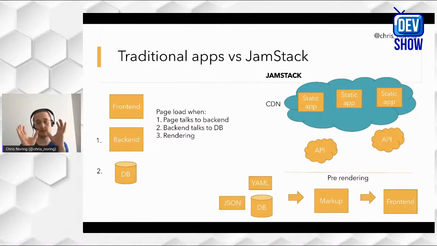But the whole thing I want to tell you here is that there are two different ways. The one on the left is probably the one you know. The one on the right, if you haven't heard of the Jamstack, is what it does. It pre-renders everything beforehand. It doesn't happen just in time like it does with a traditional model.